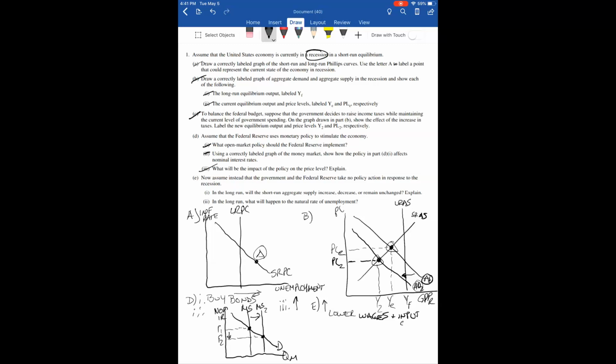And then the second part of that one, what will happen to the natural rate of unemployment, which is basically the same thing as the long run aggregate supply curve here. That's not going to change at all. There's nothing that's indicating that there's any change in investment spending, and nothing specifically saying that that's going to be changing. So no change on that one. And that's all for 2011 AP Macro FRQ 1.